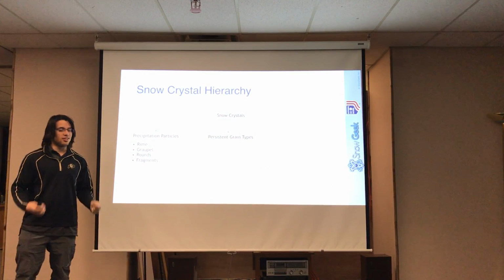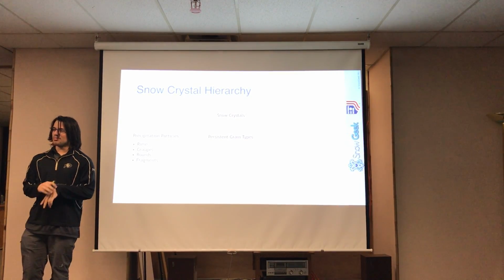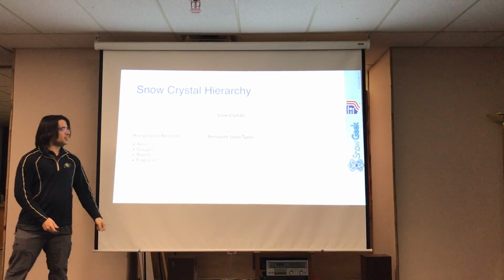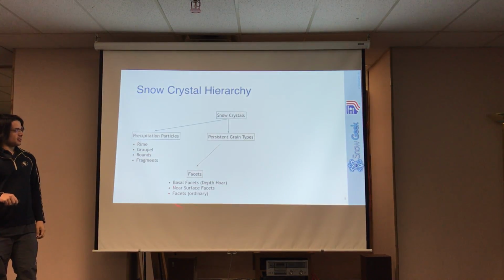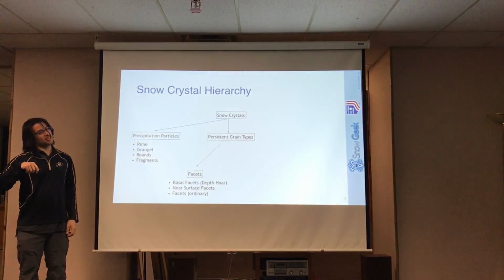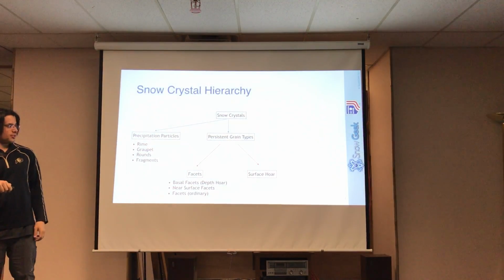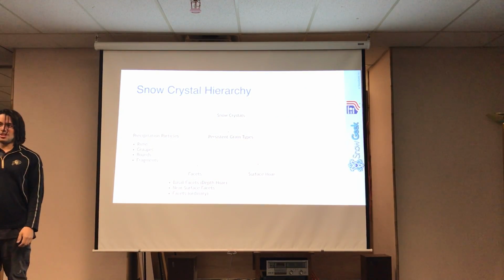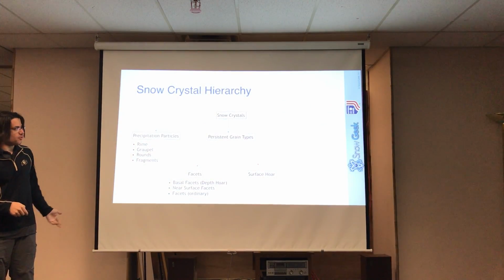So these things are persistent because they last a long time. They last pretty much the entire season. And that's why they're so problematic. So one of these is facets. So like I mentioned, Colorado is really bad for avalanches. These are the guys that are the culprits for that problem. And surface hoar is also another crystal that is very dangerous and also stays around for a long time, unfortunately.